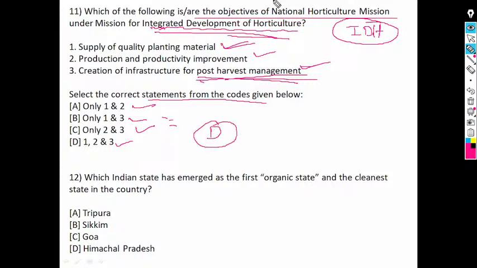Which Indian state has emerged as the first organic state and the cleanest state in the country? Tripura, Sikkim, Goa, Himachal Pradesh. It is Sikkim.